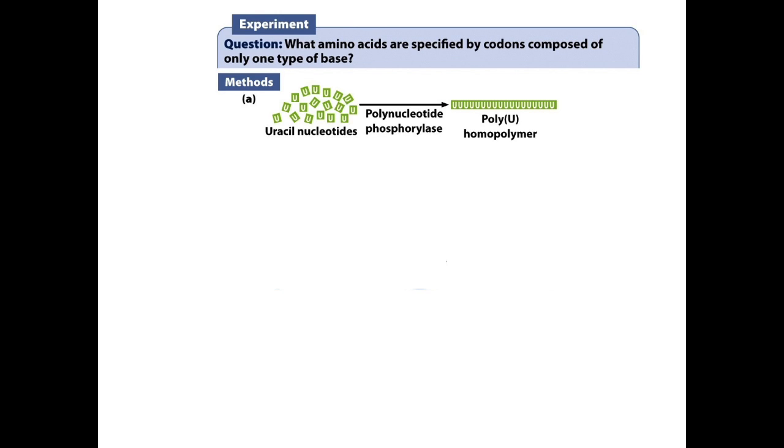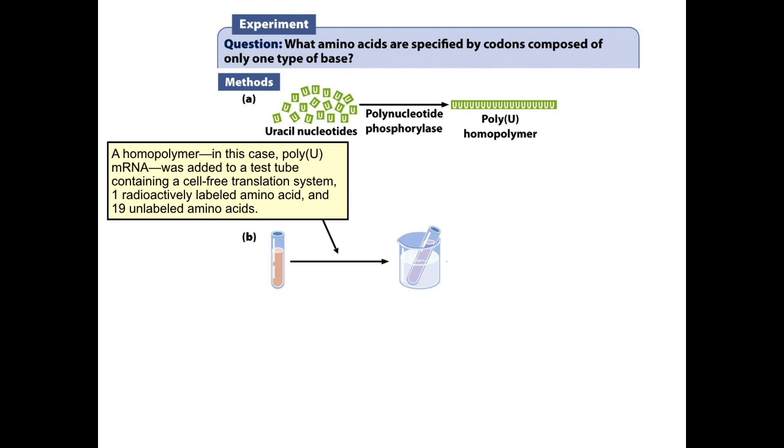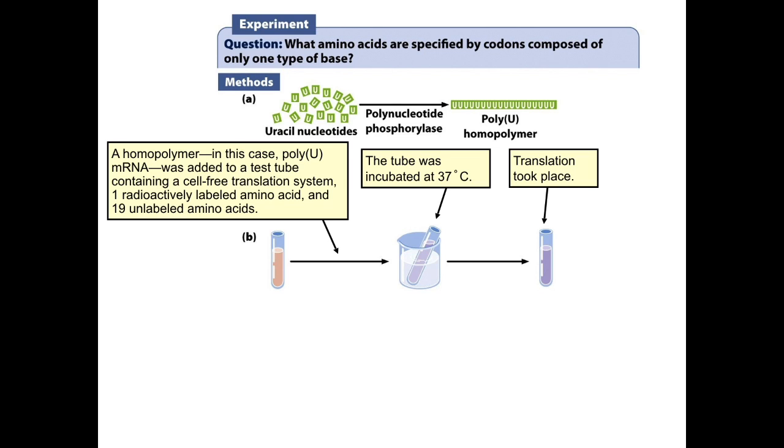You obtain a large amount of a particular nucleotide, for example, here, uracil. And then with a polynucleotide phosphorylase, you can make a poly-U homopolymer. The homopolymer is added to the test tube containing a cell-free translation system, with one radioactively labeled amino acid and 19 unlabeled amino acids. The tube is incubated at 37 degrees Celsius. And under these conditions, translation can take place.